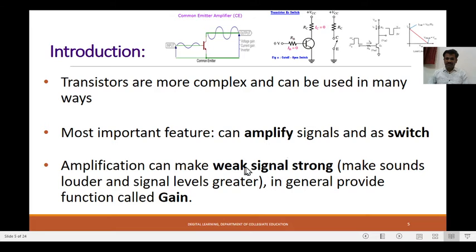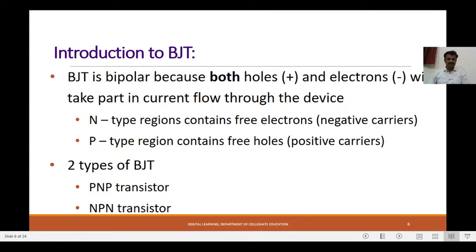Amplification means making a weak signal into a strong signal. For example, feeble sounds can be made louder, and the signal levels can be greater. In general, a transistor provides a function called gain. I can get a current gain and a voltage gain. As I said, this is a special advantage of a transistor.